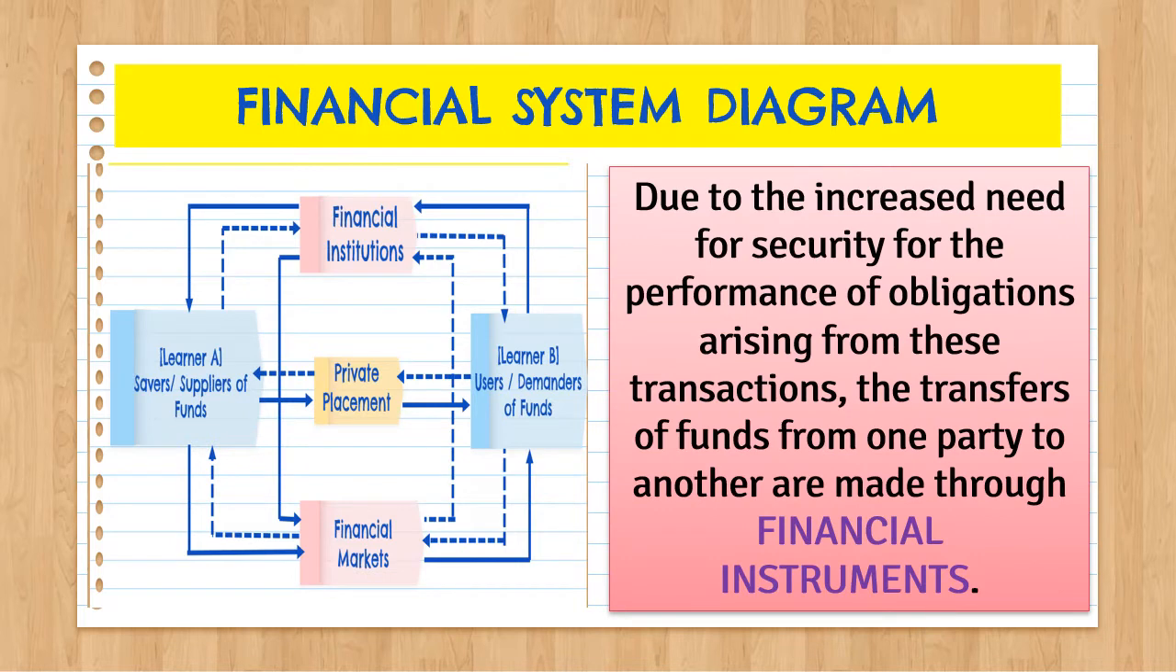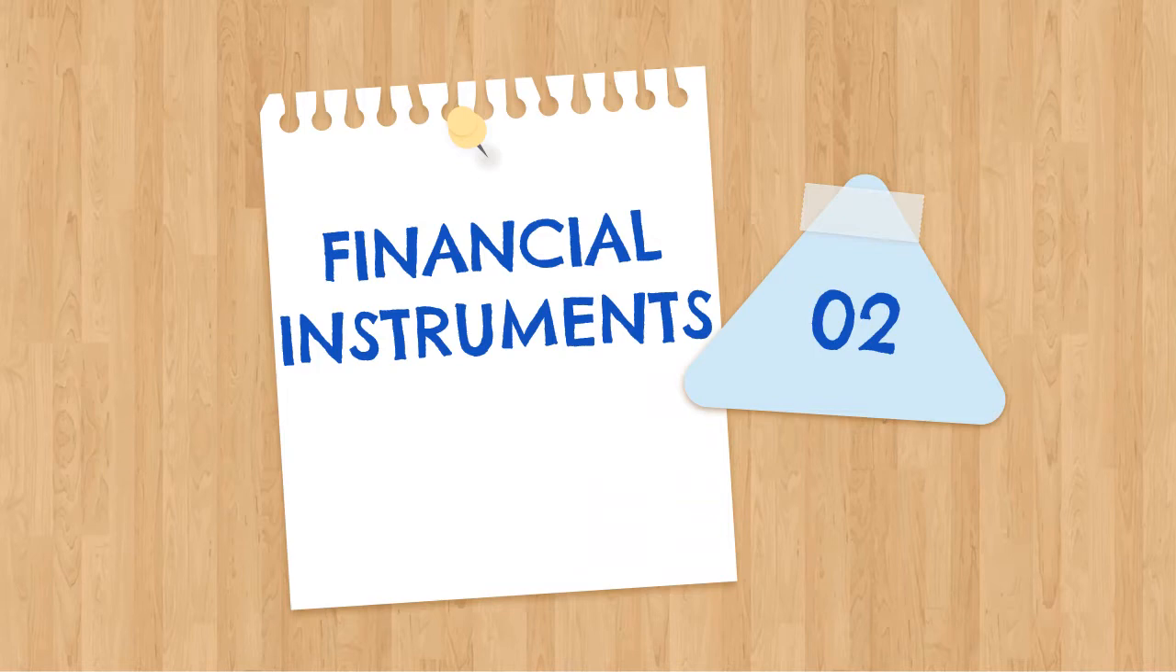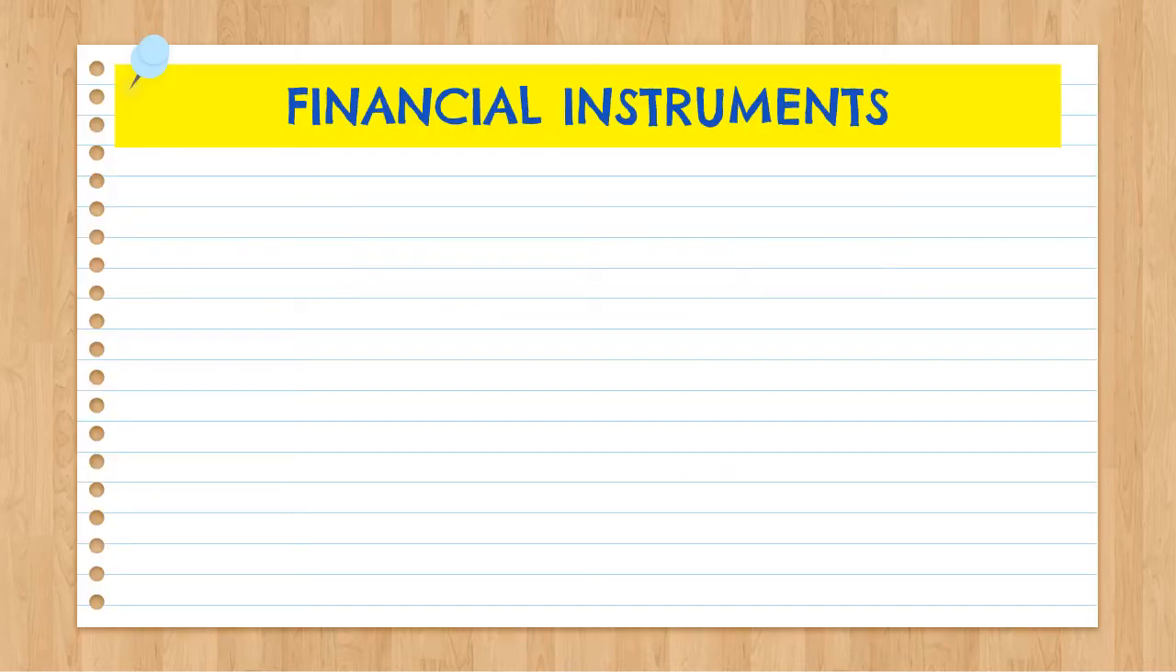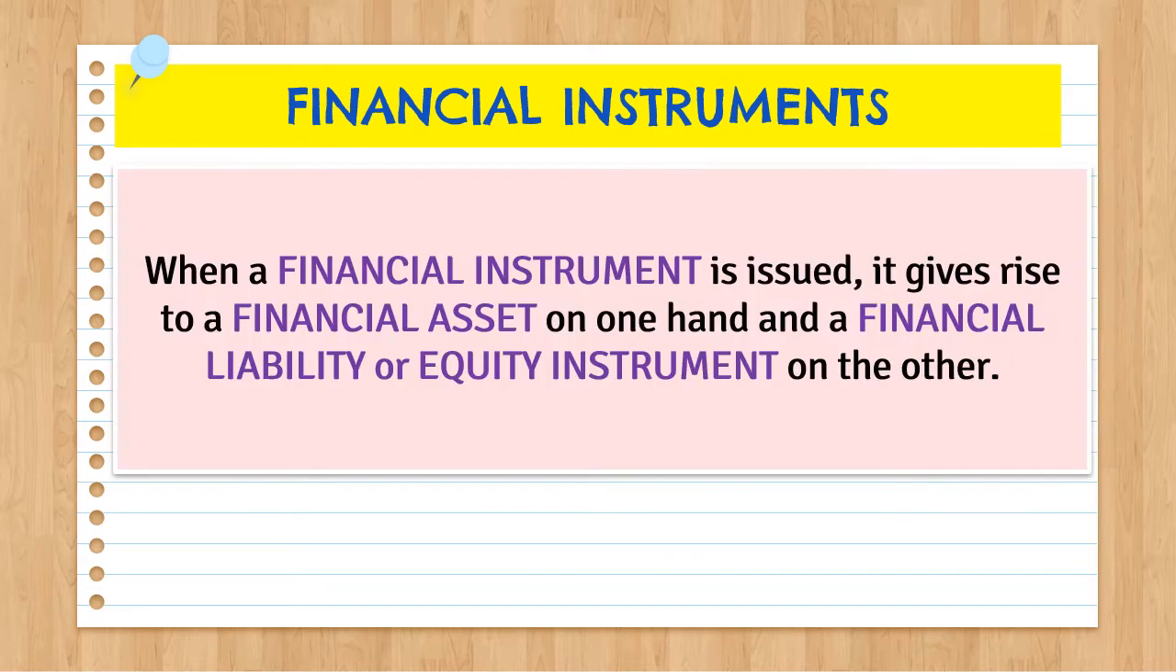Due to increased need for security for the performance of obligation arising from these transactions, the transfers of funds from one party to another are made through financial instruments. Okay, what are financial instruments? When a financial instrument is issued, it gives rise to a financial asset on one hand and a financial liability or equity instrument on the other hand.